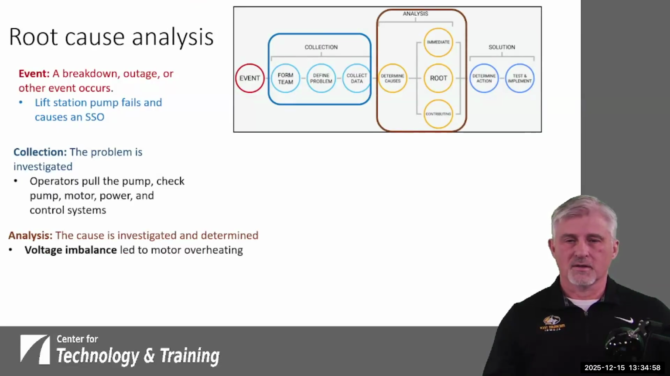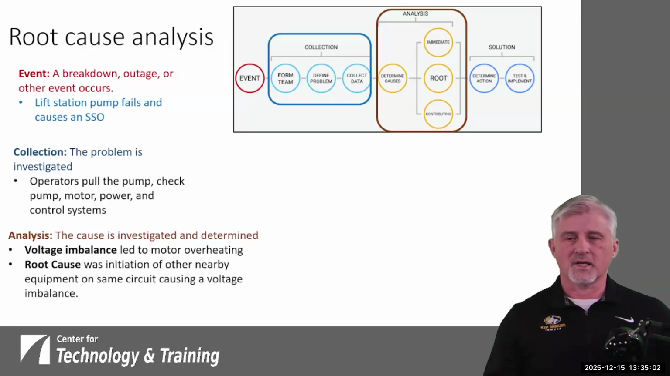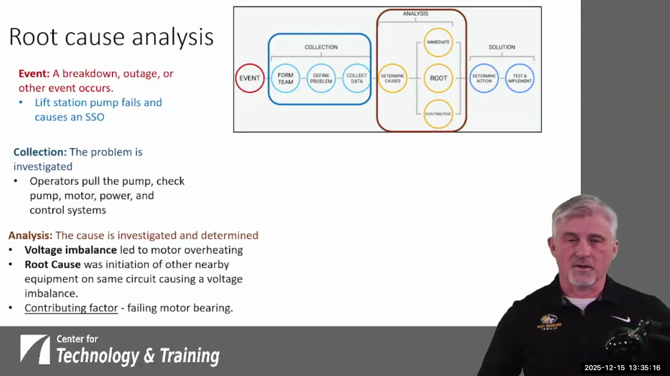Here, in this case, a voltage imbalance led to motor overheating. And the root cause was initiation of other nearby equipment on the same circuit. So we had other equipment that was operating on that same circuit, and it caused a voltage imbalance. And what were contributing factors? In this case, the failing motor bearing. So now we come on to what are our solutions?